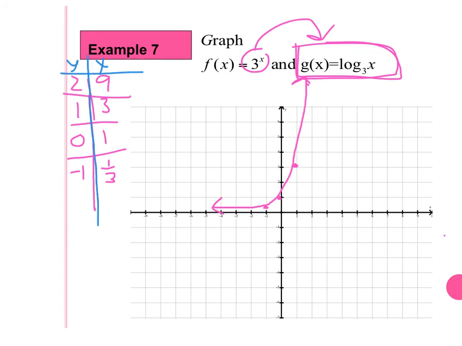So when x is 9, y is 2, so we go to the right 9, up 2. When x is 3, y is 1, I'm going to go to the right 3, and up 1. When x is 1, y is 0. And when x is 1/3, so I go to the right 1/3, I'm going to go down to -1. And then I can connect all of my points with my curve.